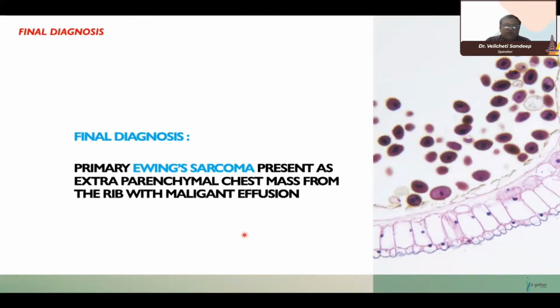So this is the final diagnosis: primary Ewing sarcoma presenting as an extraparenchymal chest mass with a rib lesion. This is not uncommon, but only 6% of Ewing sarcomas come from the chest. The remaining come from the long bones, like diaphyseal lesions.